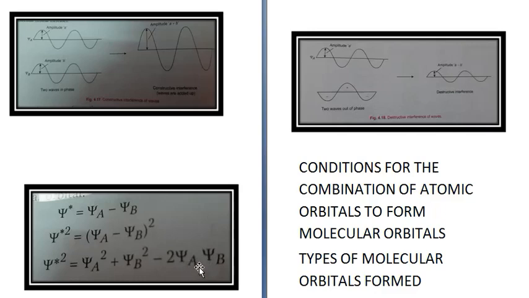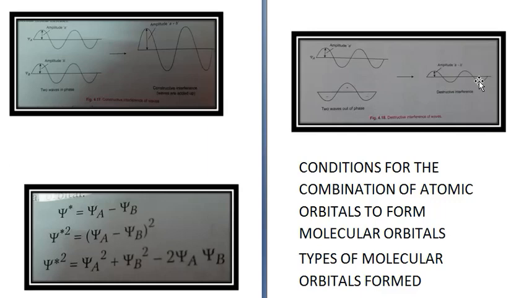See, in destructive interference, this is wave function A, this is wave function B. So they are in opposite directions. So what happens? When you subtract them, A minus B, you get an even smaller amplitude. Alright. So this is for the destructive interference of waves.